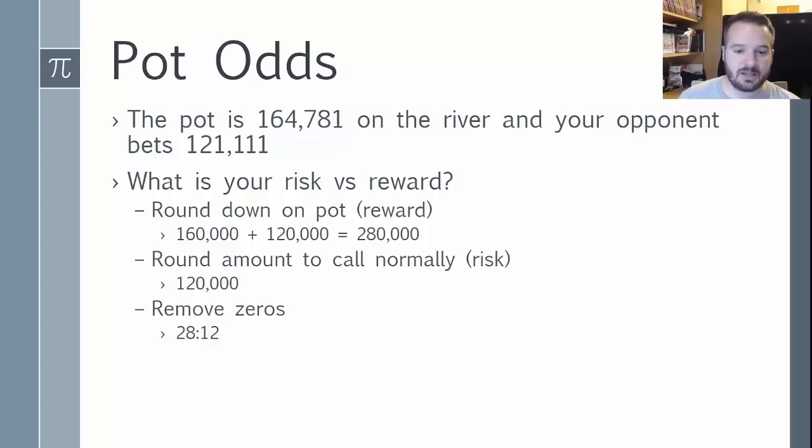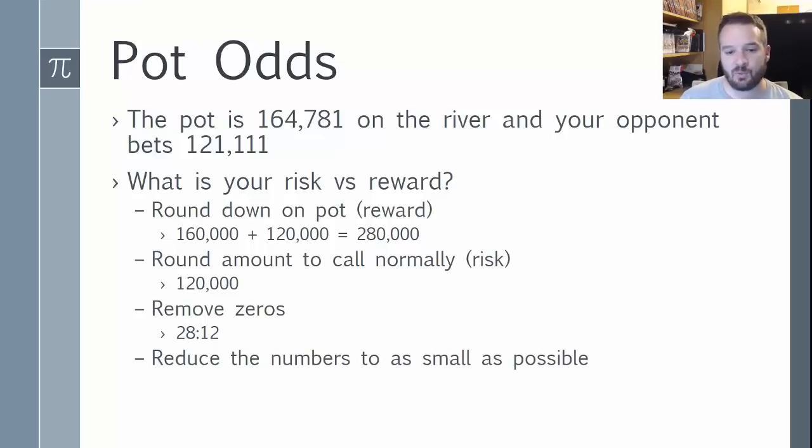And I got 28 to 12. How I did that was I removed all the zeros. That very quickly allows us to make a more manageable, more workable ratio. So we removed all the zeros, and we got 28 to 12. Then we need to reduce the numbers to as small as possible, again just to make it as easy as possible for us to work with. So 28 to 12, we can divide each number by 4, so we get 7 to 3. So in this situation, we can lose 7 times for every 3 times we win, and we're going to be breaking even. That's our lose to win ratio, our risk to reward ratio, actually, as it's written down here.